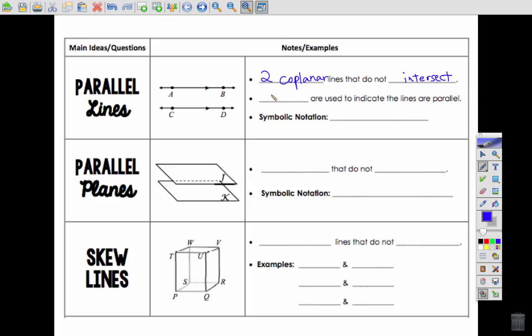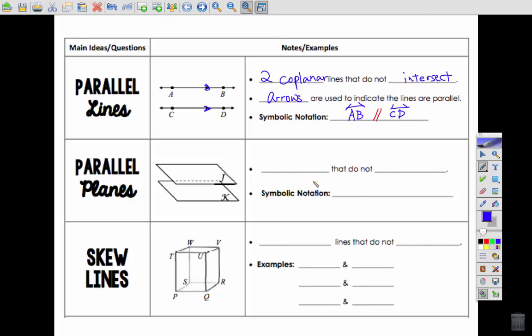Okay, and if you notice that there are little arrows on it, they're used to indicate that these two lines are parallel. That means line AB and line CD are parallel to each other. We use this symbol to represent that the two lines are parallel to each other.